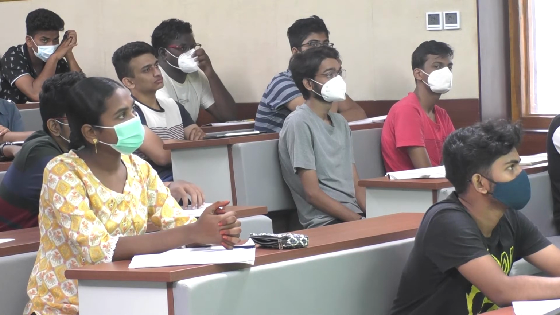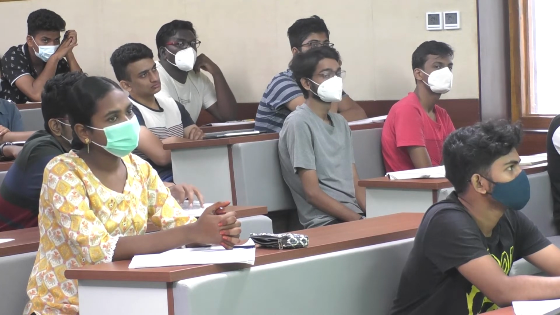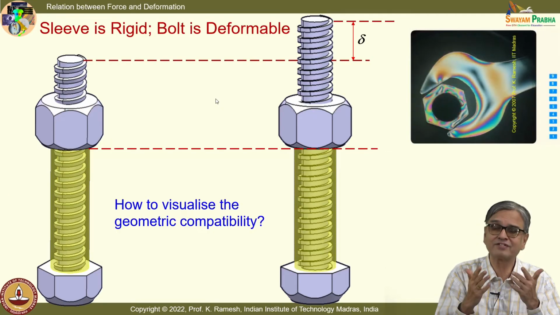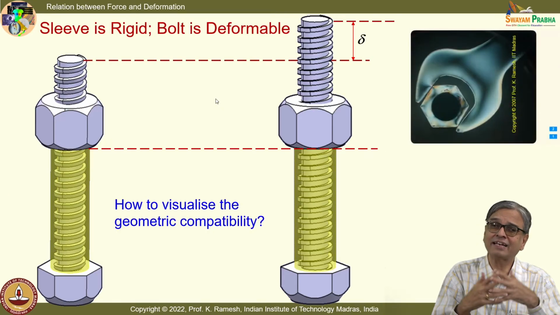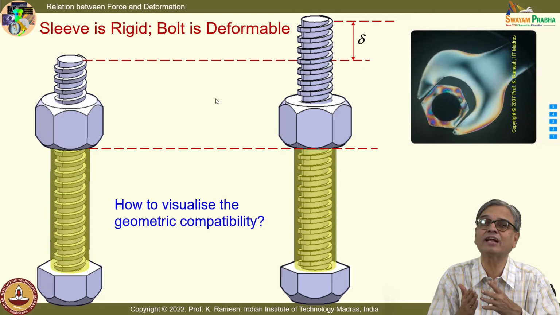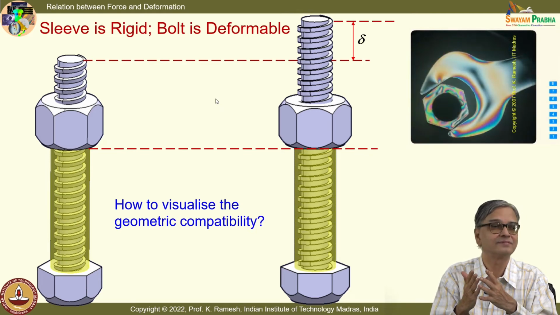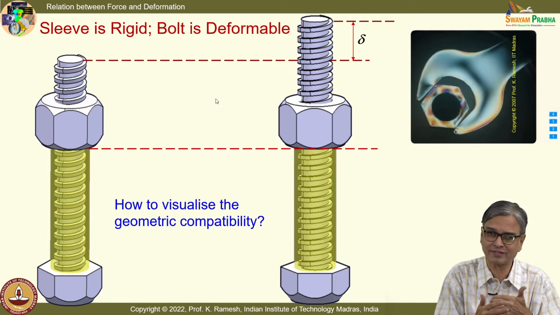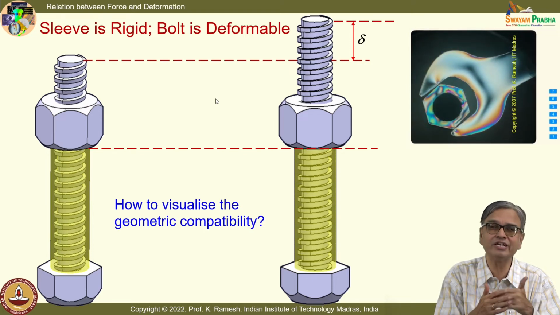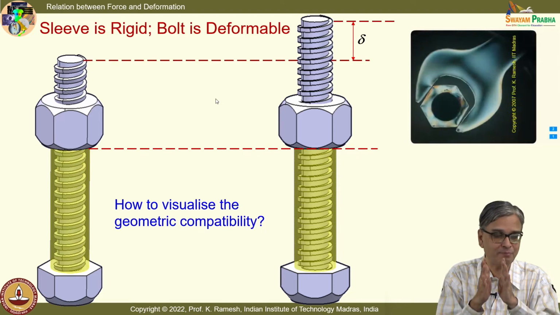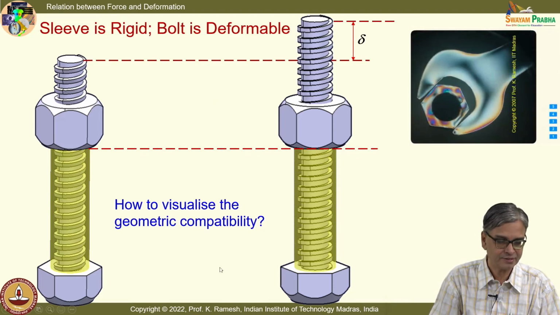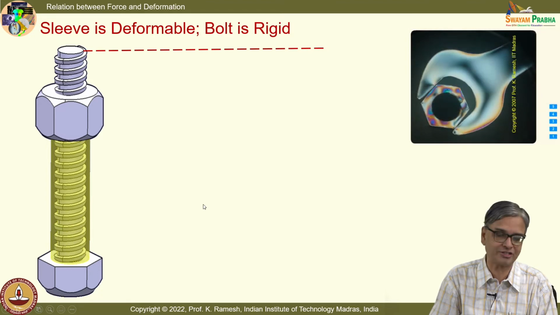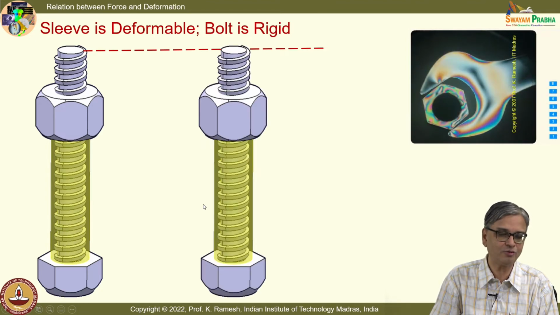Because something has to give, because the nut has travelled a distance delta. From where has it travelled the distance delta? If the sleeve is rigid, the nut can travel only if the bolt is elongated in the process. Is the idea clear? Now, we will do the reverse of it. We will make the sleeve deformable and the bolt rigid. So, the sleeve is deformable, the bolt is rigid.